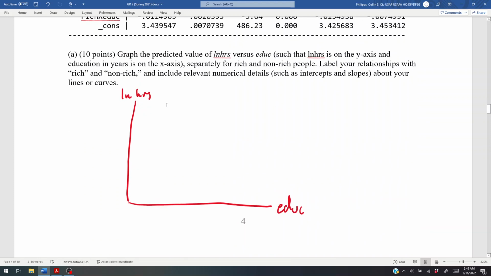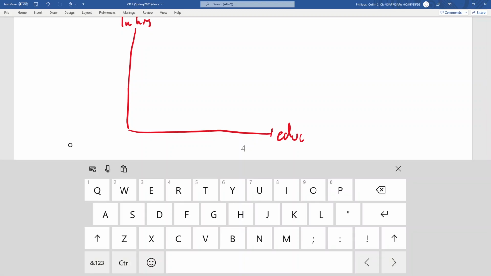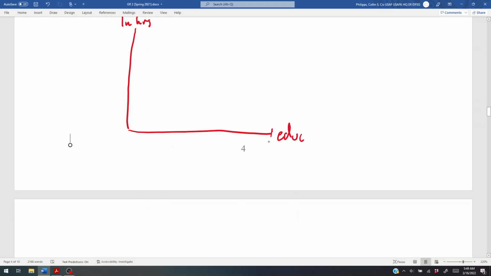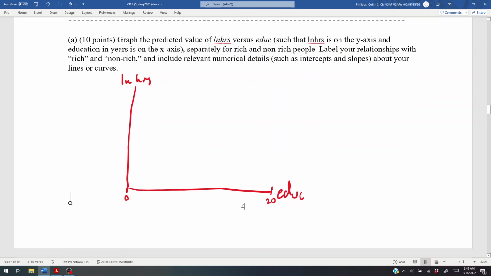If you are not rich and you have, what's the max we could have for education? I guess that would be 20. I hate you, Microsoft. And what's the minimum we could have for education? I suppose that would be 0, right? If you are not rich and you have 0 education, you would be up here at, let's call it 3.44.